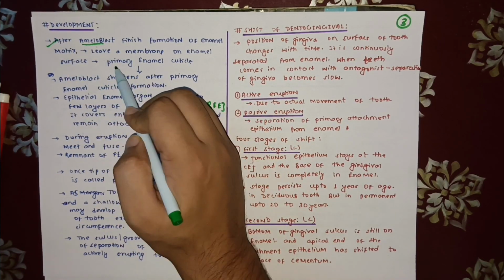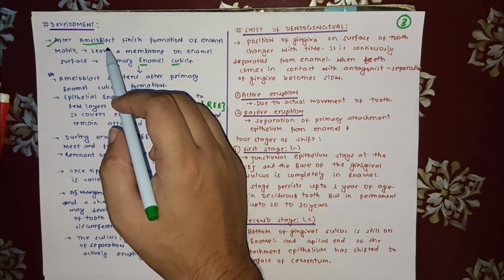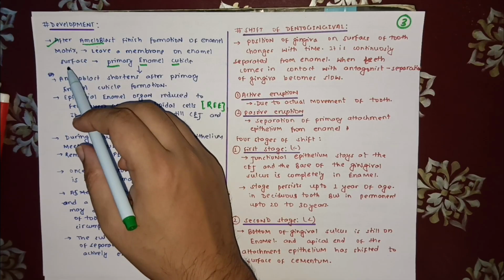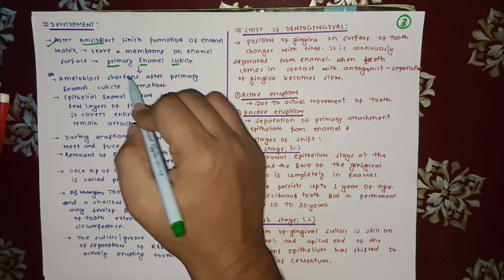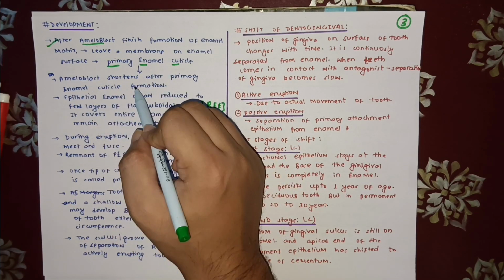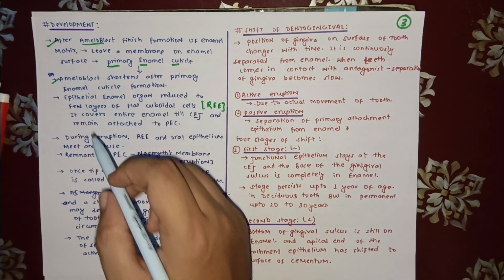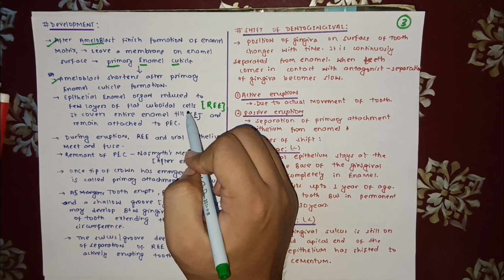Okay, so this is important. Primary enamel cuticle. Ameloblasts form the enamel matrix, and after forming the enamel matrix, they leave a membrane on the enamel surface that is called the primary enamel cuticle. Now, ameloblasts shorten after primary enamel cuticle formation, and the epithelial enamel organ is reduced to a few layers of flat cuboidal cells.